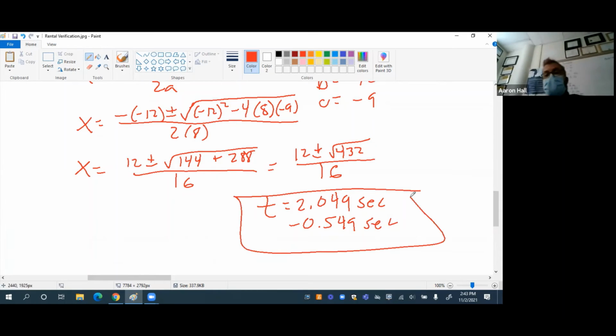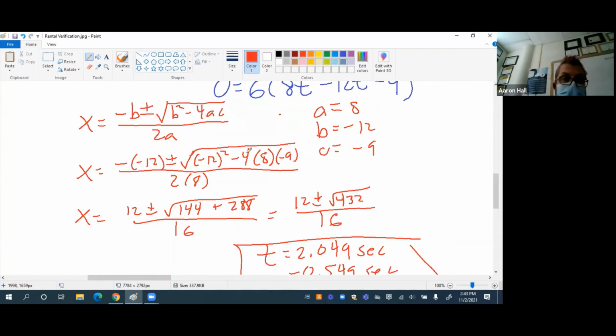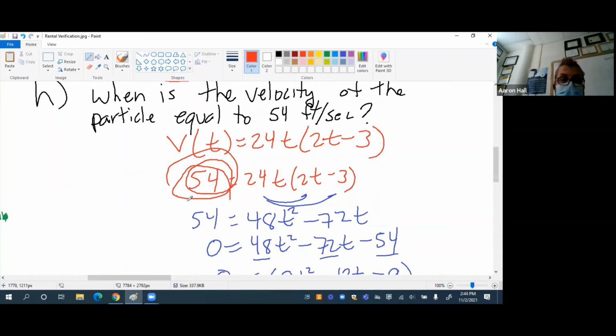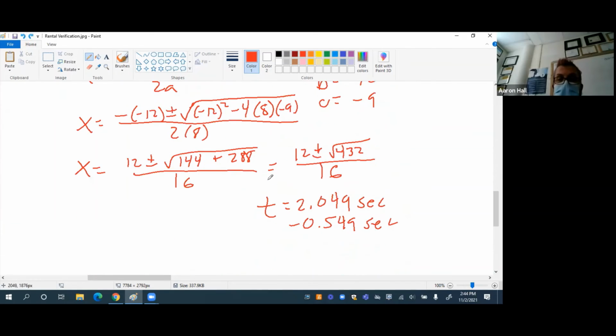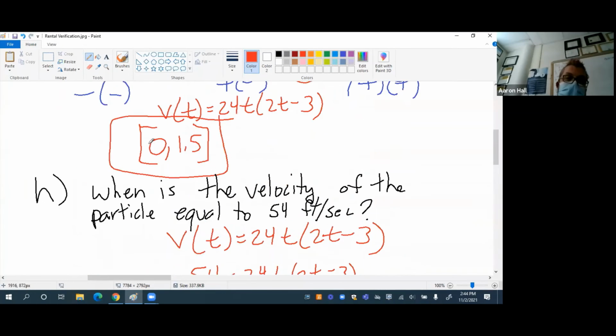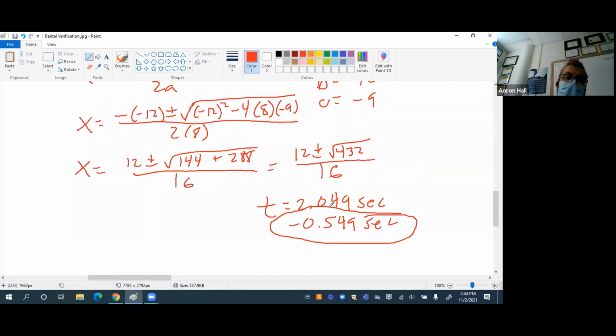What do these mean? What's happening in 2.049 seconds? Yeah, that's when the particle's speed is 54 feet per second. That was the whole point. We're trying to find when the velocity was 54, and we just found it down here. Those are our answers. Now, normally this doesn't count. Usually the problem will say for t values that are 0 or greater. Because what does that mean, a 0 time? 0 time is before we start keeping track.